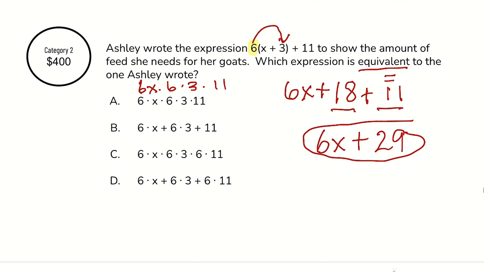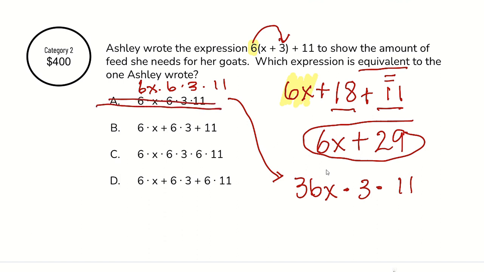Okay, so 6 times 6 is 36. 36x. And then I didn't use the 3 and I didn't use the 11, so I'm going to say times 3 times 11. My x's are already way bigger. We got 36 x's. We only needed 6 x's. So A's out.